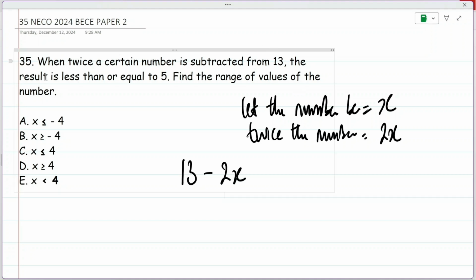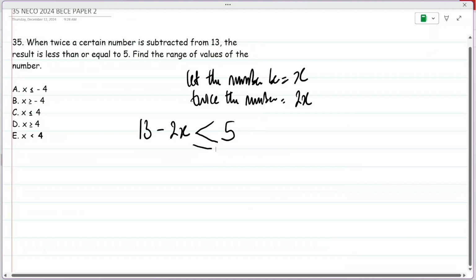The result is less than or equals to 5. If it's less than, then the pointed part is facing it, or equals to 5. This is how we have it. It says find the range of the values for the number. So we're finding the range. We have an inequality with an algebraic expression where we're looking for x.